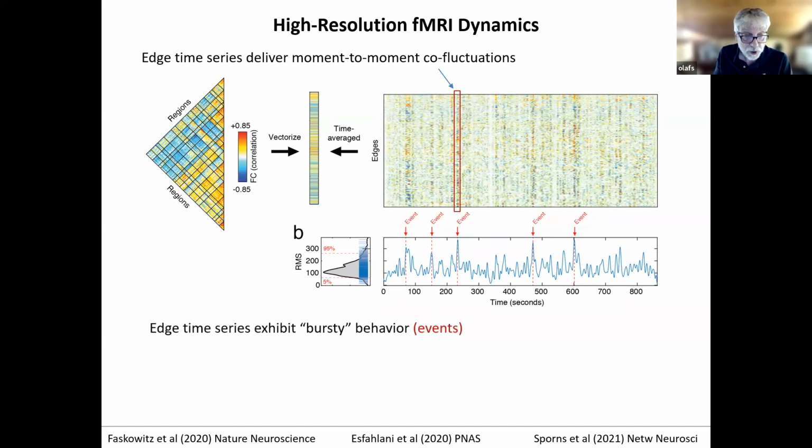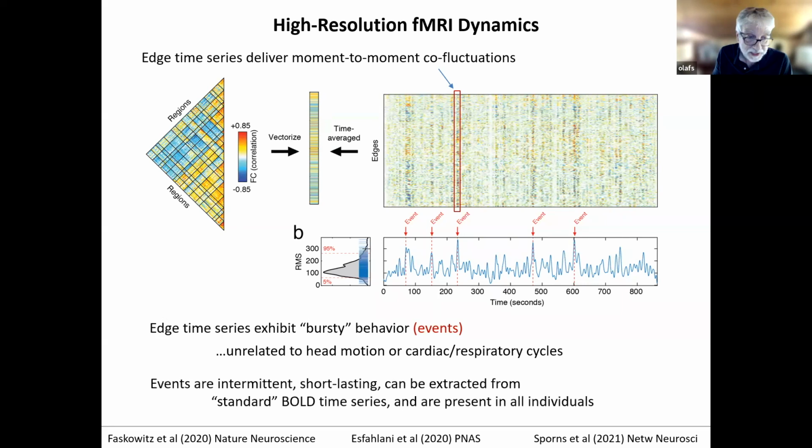We find these bursty event type fluctuations in really all data sets we've looked at, and they're unrelated. I'll tell you right now, they're unrelated to head motion or cardiac respiratory cycles. We've been pretty fastidious about excluding these sources of variance. Because this is such a robust effect, we were interested in where it comes from.